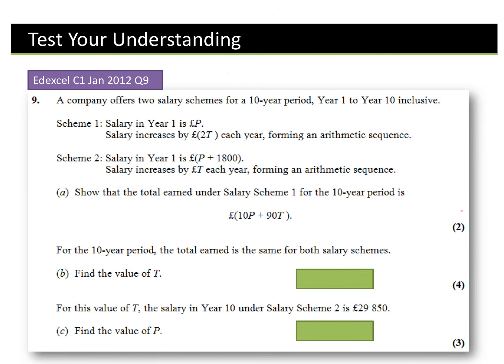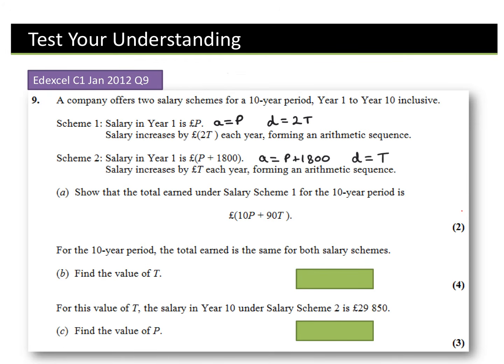So, a company offers 2 salary schemes for a 10-year period, year 1 to year 10 inclusive. Scheme 1, salary in year 1 is P. So straight away this tells me that A equals P. The salary increases by 2t each year, forming an arithmetic sequence. Arithmetic means we have a difference, and our difference is 2t. Scheme 2, the salary in year 1 is P plus 1,800. So that means my A equals P plus 1,800. And each year it increases by t. So my difference is t.